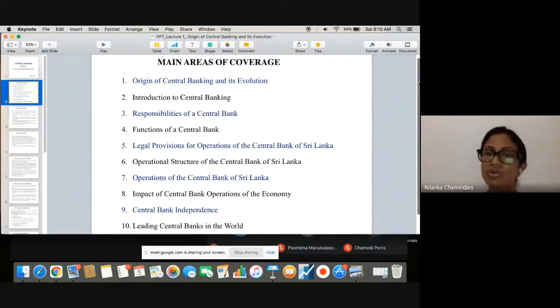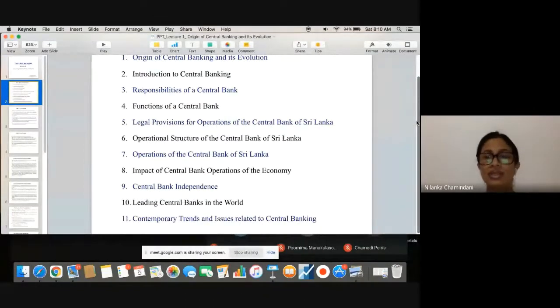Today we are also going to discuss some of these common features, and then the impact: how each and every operation of the central bank is important, and how they can make an impact on economic activities. And then, as I said, we are going to discuss the independence of central banks. And then we will discuss some leading central banks around the world.